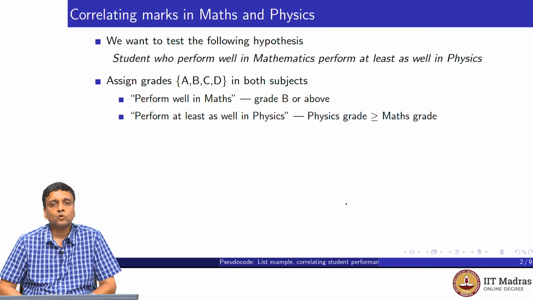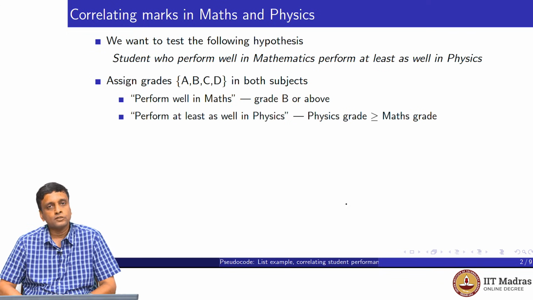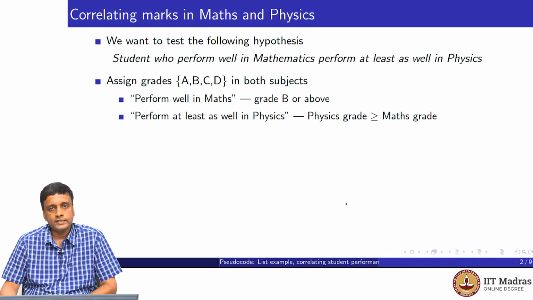Then what we would like is that those who perform well in mathematics, so say they get the top 2 grades, A or B, must get at least the same grade, so the same grade or higher, in physics. So if they get an A in maths, they must get an A in physics because there is no higher grade. But if they get a B in maths, then they must get a B or an A in physics. They can do as well, which is to get a B, or better, which is to get an A. Right? So this is our question. We want to ask whether this is true or not. Is it true that students who do well in maths do at least as well in physics in terms of this quantification over grades?